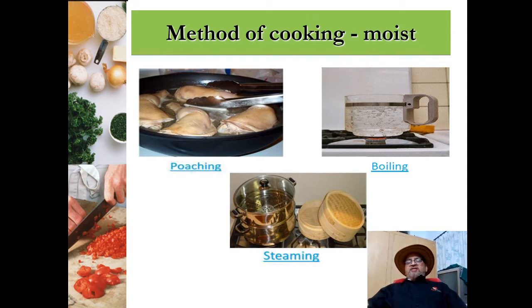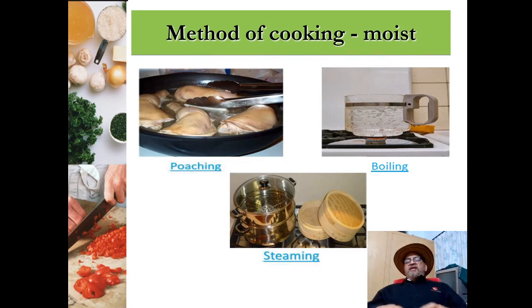Next method of cooking is the moist method of cooking. Foremost on the top left is poaching. What is poaching? Poaching is cooking food at just below the boiling temperature. The difference between boiling and poaching is they are both the same, except that in boiling the temperature of the water is 100 degrees centigrade, the water is rolling boiling, and in poaching the water is simmering.